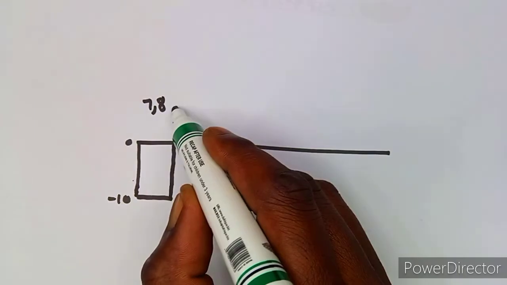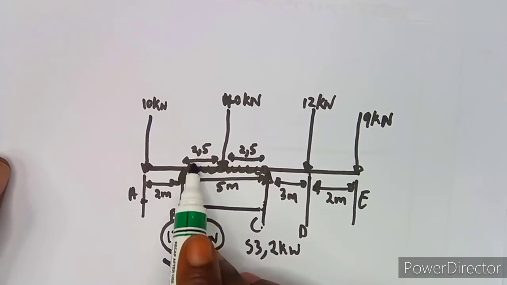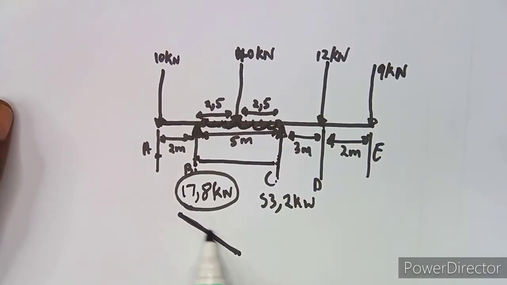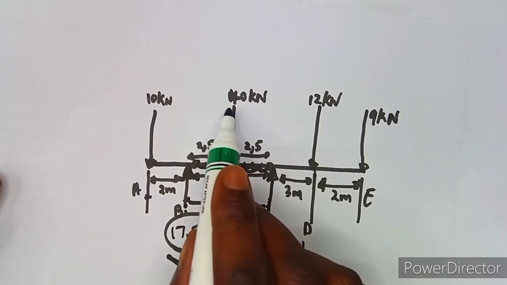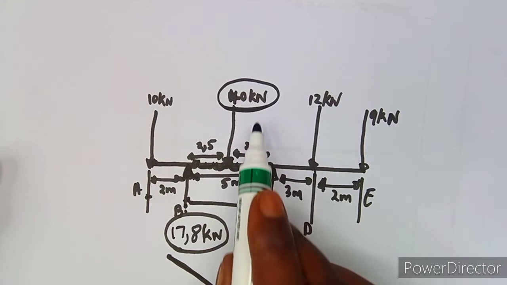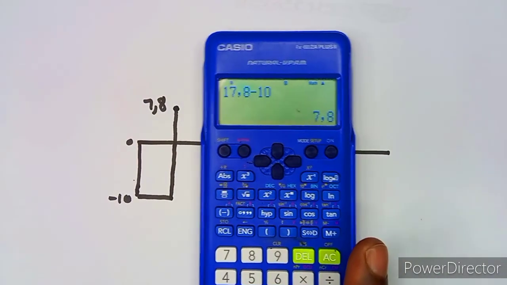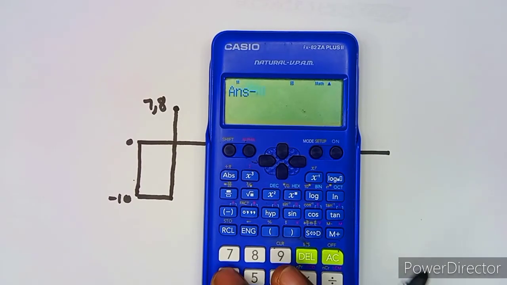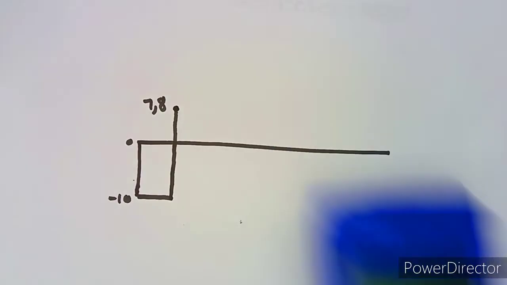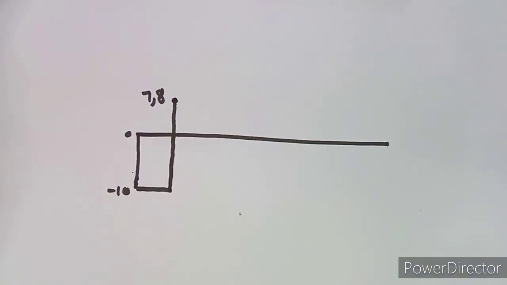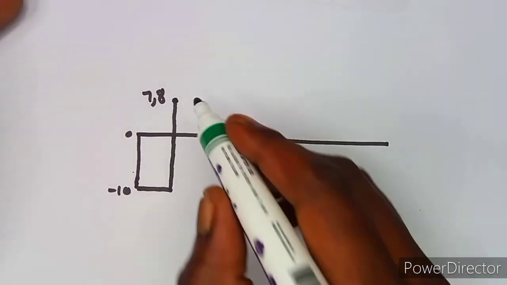Then that's where we now move from B to C, where there is a distributed load, which is this one like this. It's going to be taken from this point. We have 40, so it's going to be minus 40. So it's going to be 7,8 minus 40, because it's going downwards, which is going to be minus 32,2. As you can see, minus 32,2 is actually below this line, so it's going to be something like this.